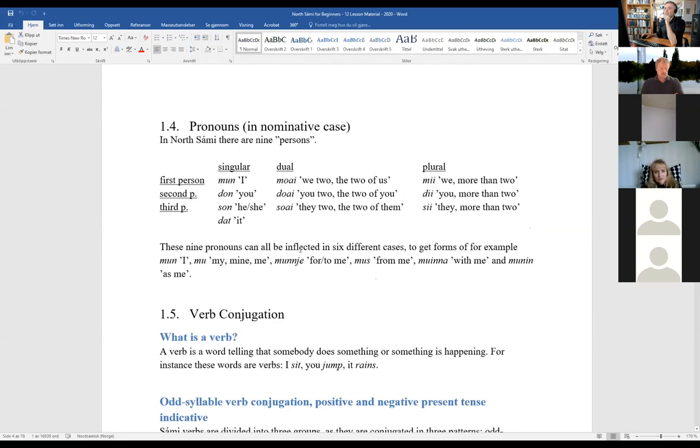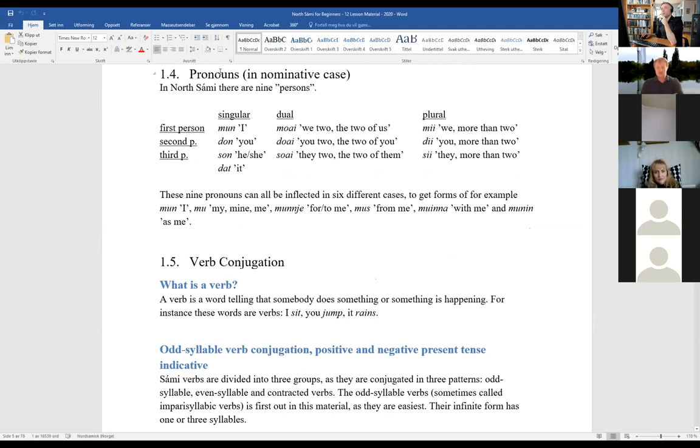I jump down here to some pronouns. There are nine persons in Sami. Mon, I. Maybe I should open this for somebody else now to repeat what I say.